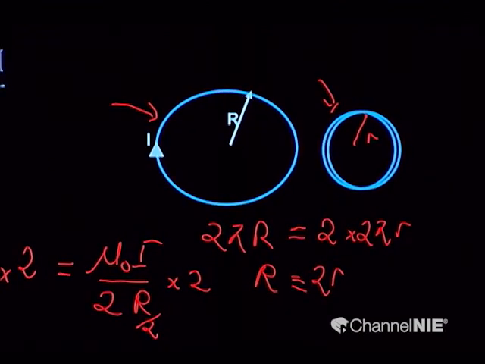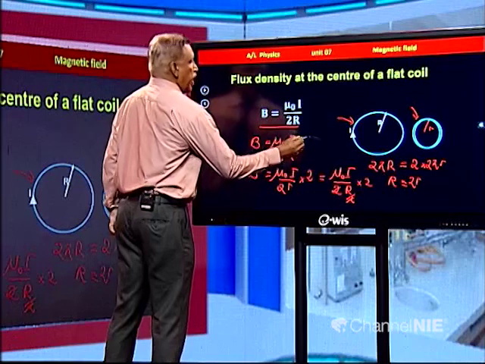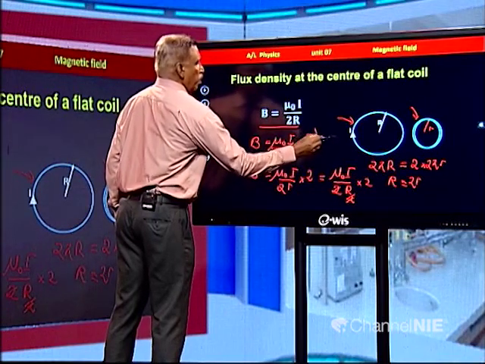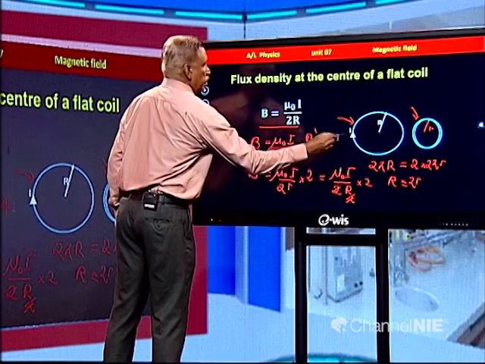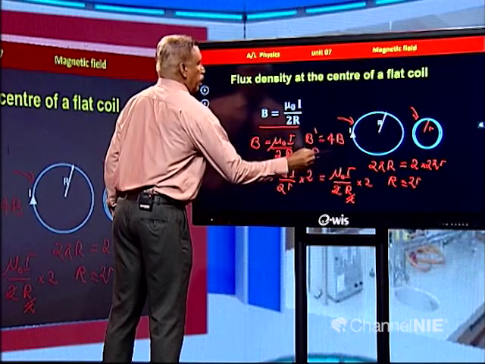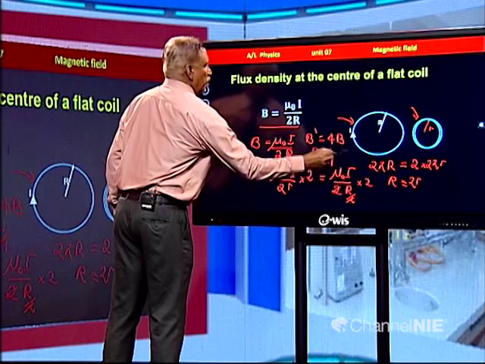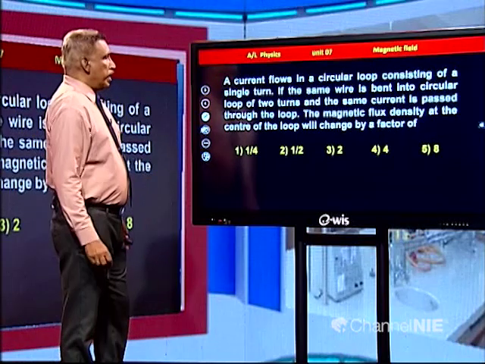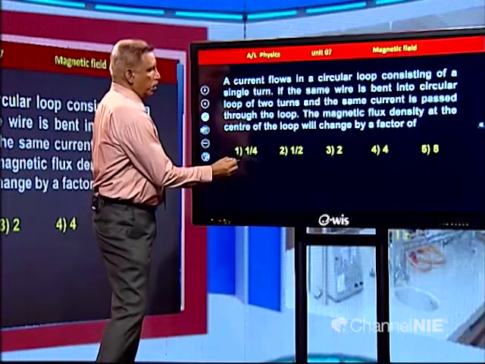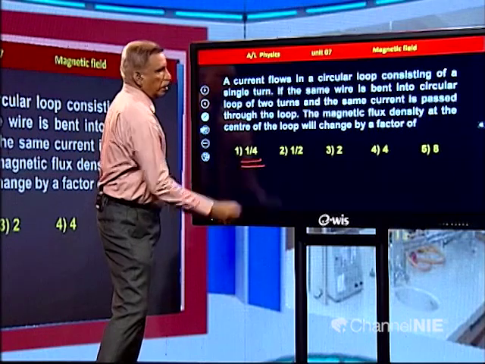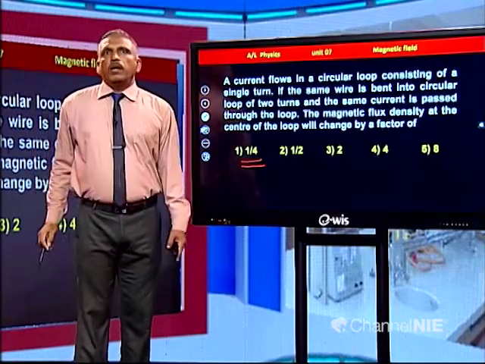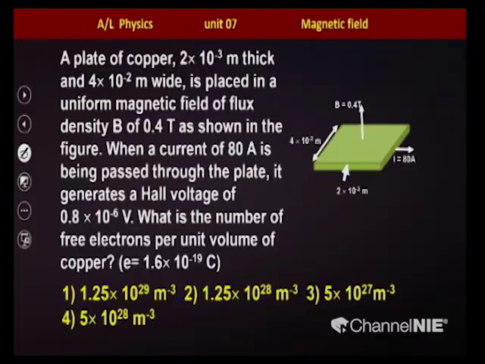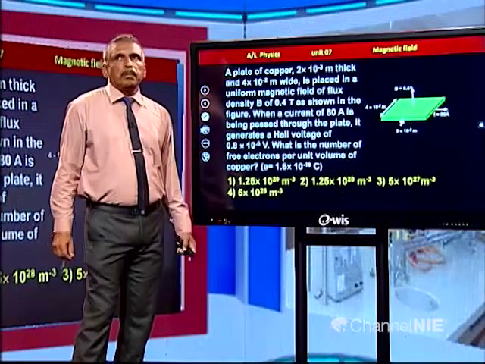Therefore, cancel this, and substituting, B' is equal to 4B. So B is equal to 1/4 B'. Therefore, the factor changes by 1/4. So, the change is by a factor of 1/4. Okay. Now we go to another question.